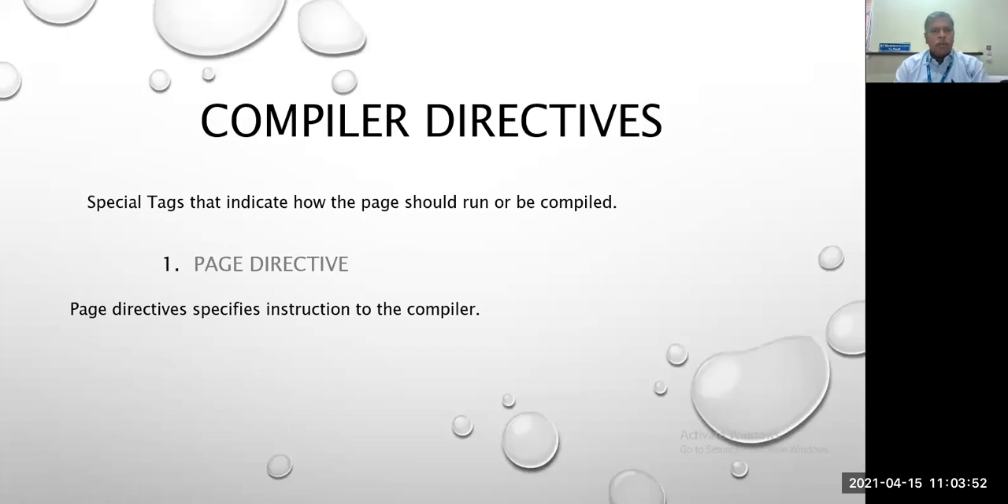In this video, we are going to see the compiler directives in ASP.NET. The compiler directives are special tags that indicate how the page should run or be compiled. These are the instructions to the compiler to run. The first thing is the page directive. Page directives are special instructions to the compiler.